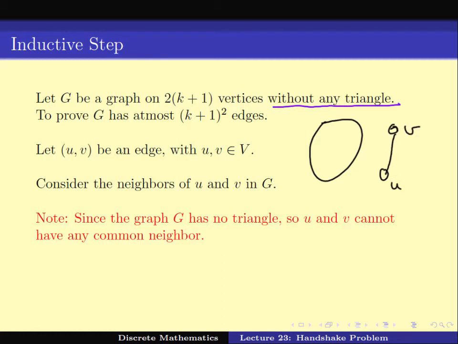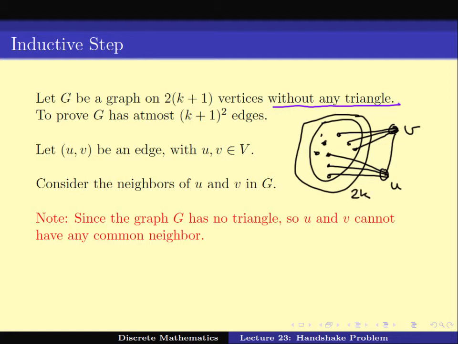Between U and V there is an edge. Some of the vertices have edges with U, some of the vertices have edges with V, right? Some of them might not have any edge at all, we don't know, may or may not have. But more importantly, every vertex here in G minus U, V can have an edge with at most one of U and V. The number of vertices here is how much? Yes, 2k. Because initially it was 2k plus 1, I have taken out 2, so this has 2k vertices.